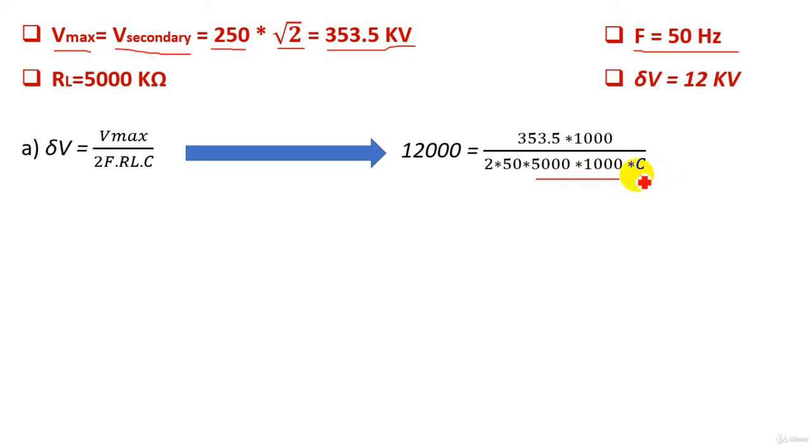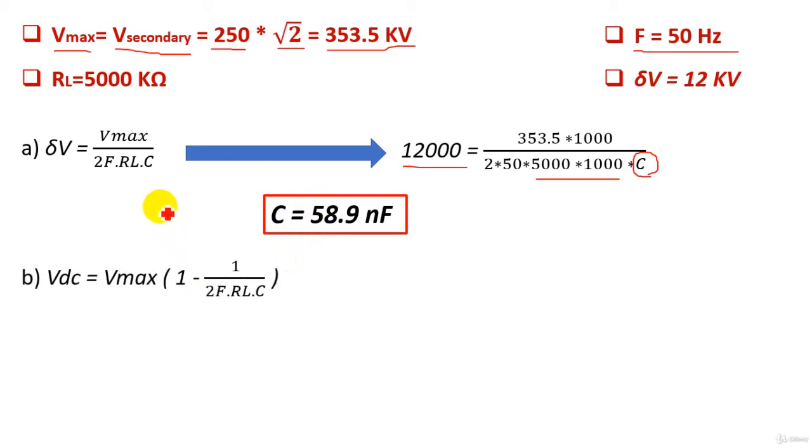From this equation, we can find the value of the smoothing capacitor to limit the ripple voltage to 12 kilovolt. So the value of the smoothing capacitor will be 58.9 nanofarad. So this is the design of the capacitor to limit this ripple voltage. The value of the capacitor shouldn't be less than this value, because if the capacitor decreases below this value, the ripple voltage will increase.